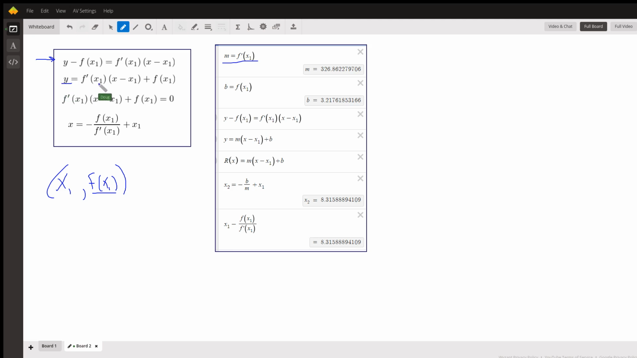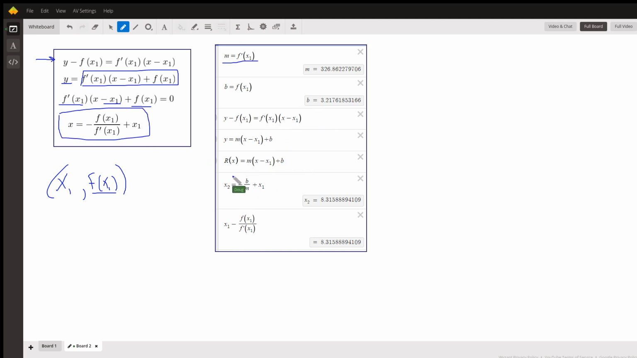We can solve for y, and then we want to know, when does this equal 0? Well, let's see, I could subtract this term from both sides, moving the f of x sub 1 over here, and then divide by f prime of x sub 1. That gives us this. And then add this x sub 1 to both sides. And there is the second approximation.